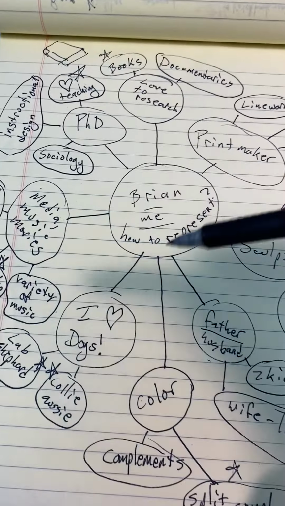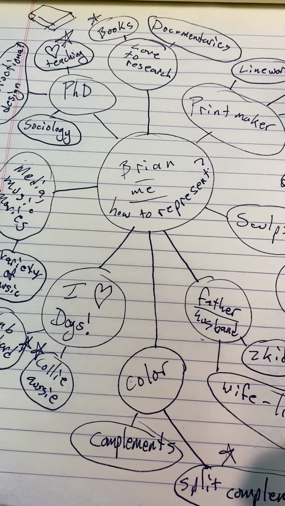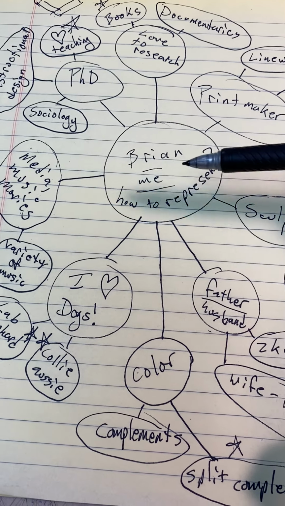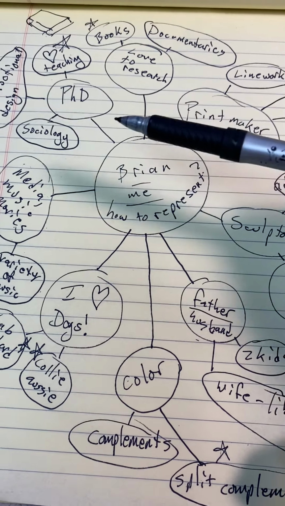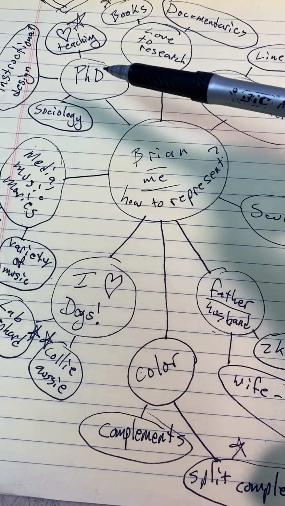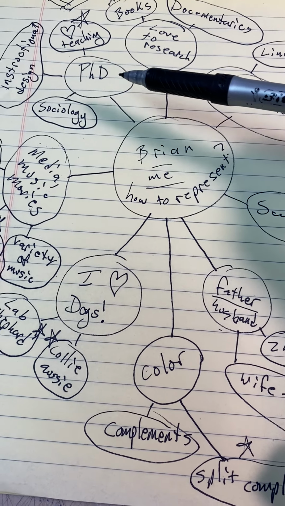So my example of my graphic organizer here for the collage project, I start in the middle. My name, Brian, how do I represent myself? And then what I do is I kick out to some of the main elements in my life that I feel like do represent me.